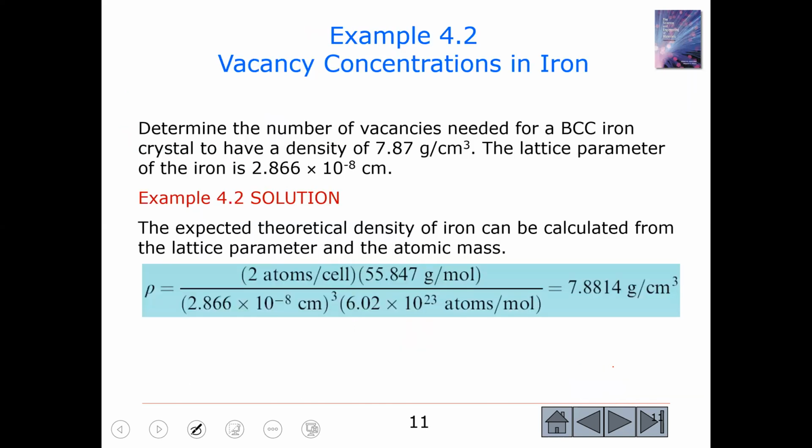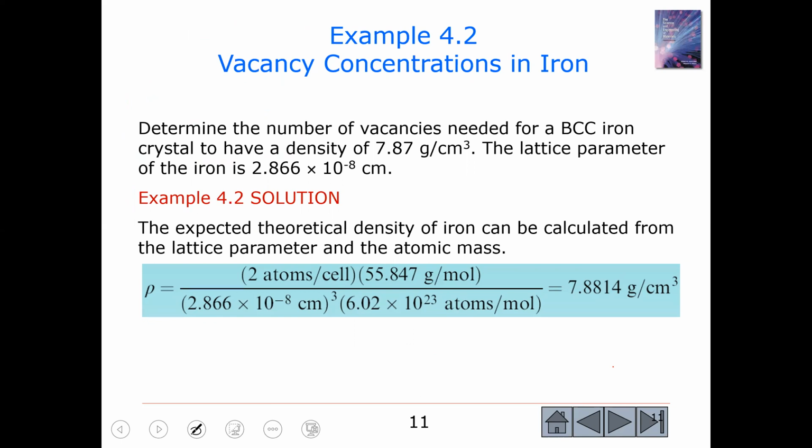So this is another example. Determine the number of vacancies needed for a BCC iron crystal to have a density of 7.87 gram per cubic centimeter. The lattice parameter of the iron is 2.866 multiplied by 10 raised to the power minus 8 centimeter.